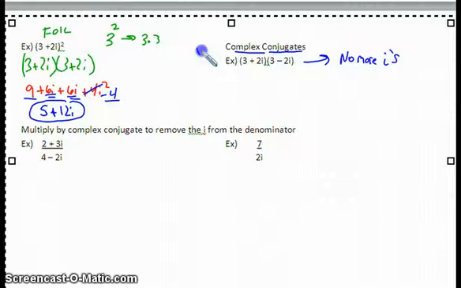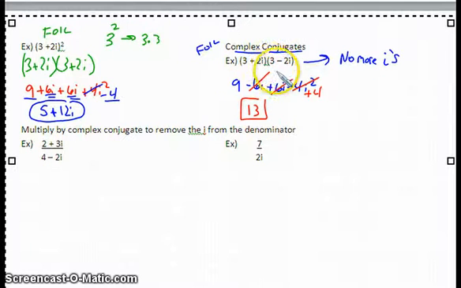The way we're going to multiply them together is we will FOIL. So we'd get 9 minus 6i plus 6i and minus 4i squared. Again, a negative 4i squared is going to be a positive 4, so we have 9 plus 4, which is 13, and my minus 6i and plus 6i would cancel out. Notice my final answer doesn't have any i's in it.